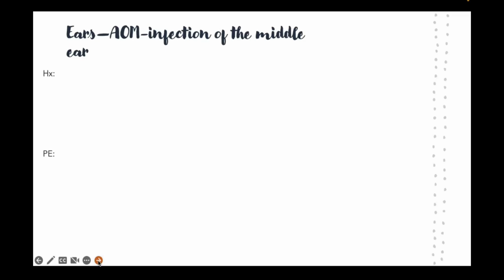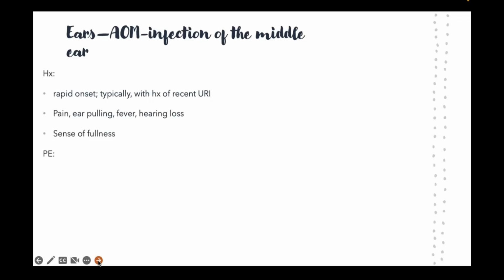The first disorder we will talk about is acute otitis media, which is the infection of the middle ear. Typically, it's got a rapid onset. The child's irritable. The child might have a fever. The younger ones might not be able to sleep so well. They're fussy because they're in pain and uncomfortable, and sometimes they might have some ear pulling. Sometimes the older children might complain of some hearing loss or muffled sounds, and sometimes a sense of fullness.